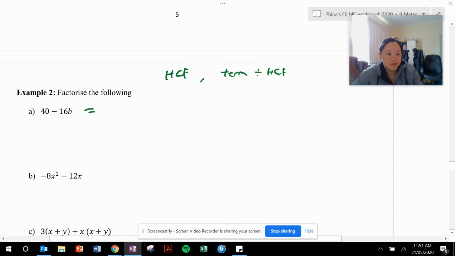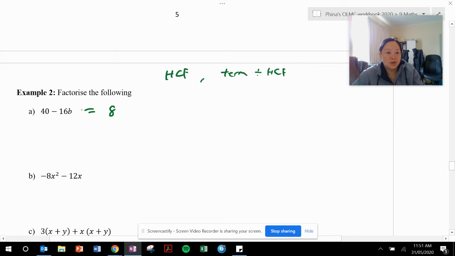This is the way to set it out. So let's have a look at 40 and 16. Should be 8. Years of practice, kids. So our highest common factor of 40 and 16 is 8. Looking at the letters, there is nothing in common, so it's just 8.